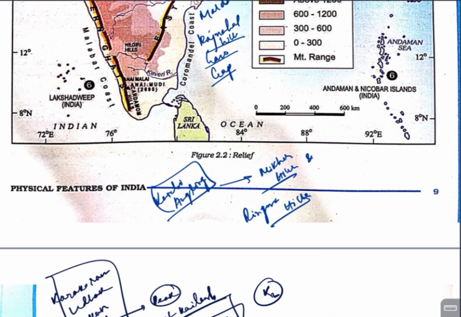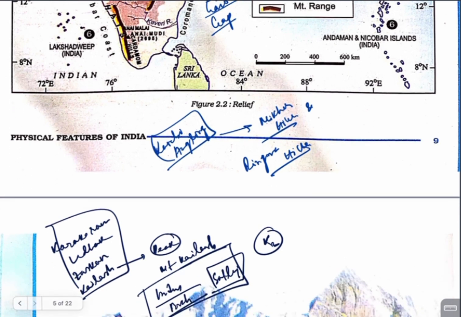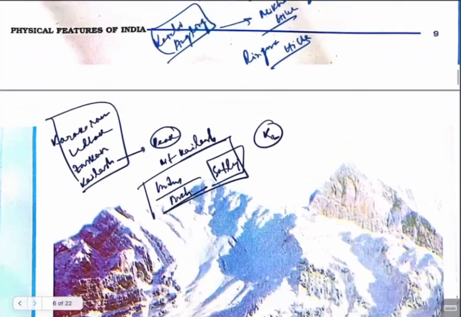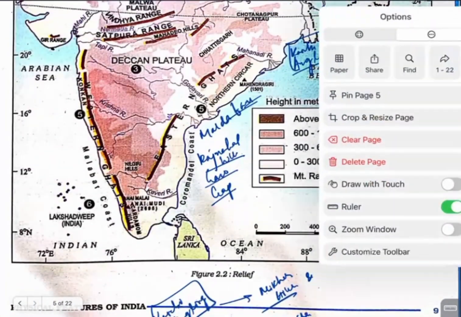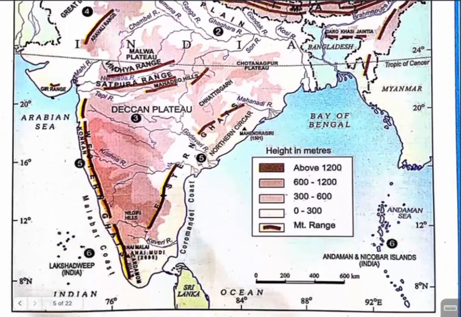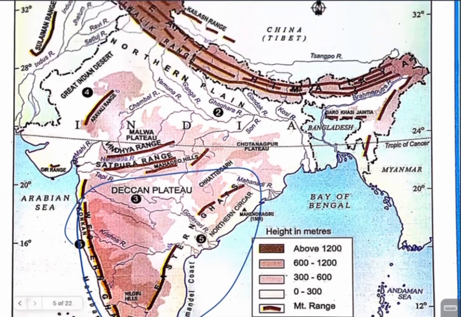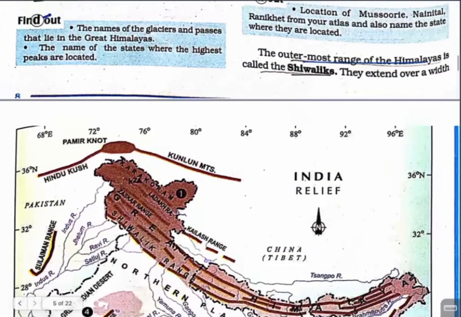Now we'll go towards the south, which is called the Deccan Plateau region. The Deccan Plateau is mainly divided. Now we'll talk about this part, the Deccan Plateau region.